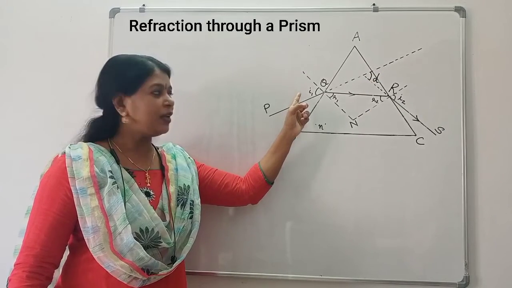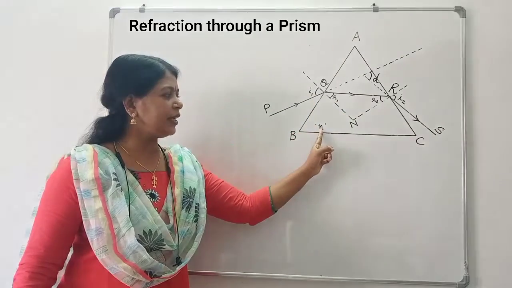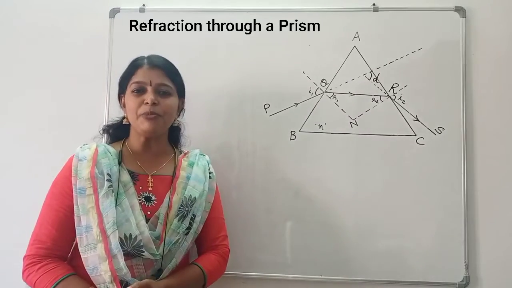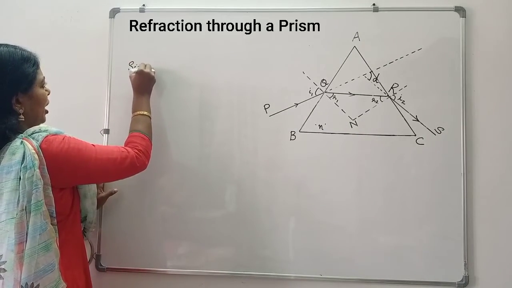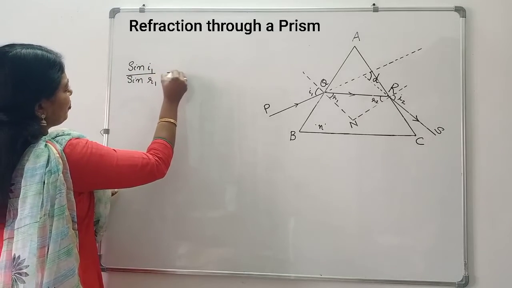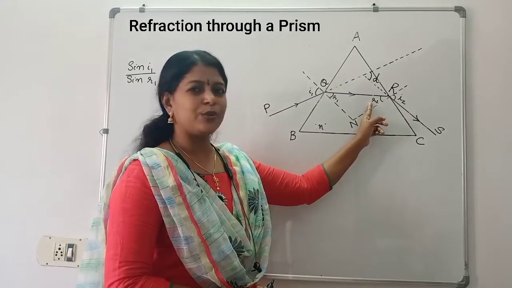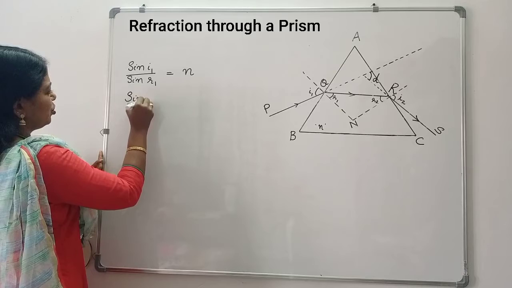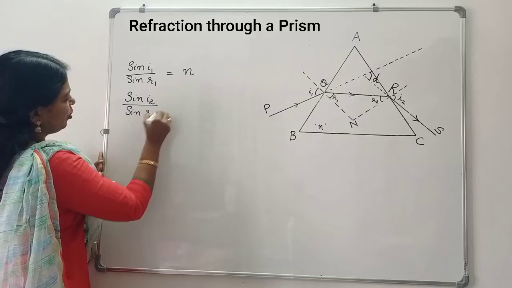Applying Snell's law, sin I1 by sin R1 is equal to refractive index of second medium with respect to the first medium. But the first medium is air. So we can write sin I1 divided by sin R1 is equal to refractive index of the second medium. Sin I2 by sin R2 is equal to n.